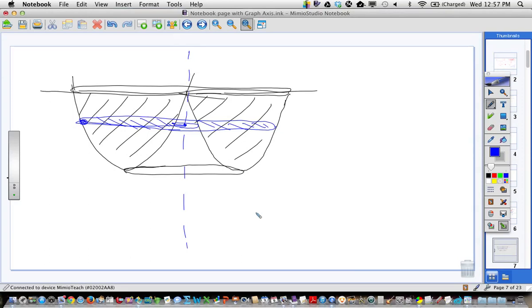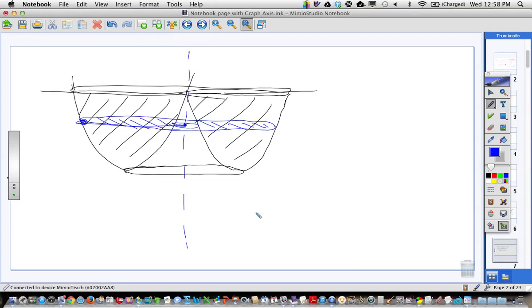A radius always comes from where? The center. The radius always comes from the center. And when we revolve these things, where's the center? The axis of revolution. Whatever the axis of revolution is, that is your center. So the radius, the strips, always have to come from there.